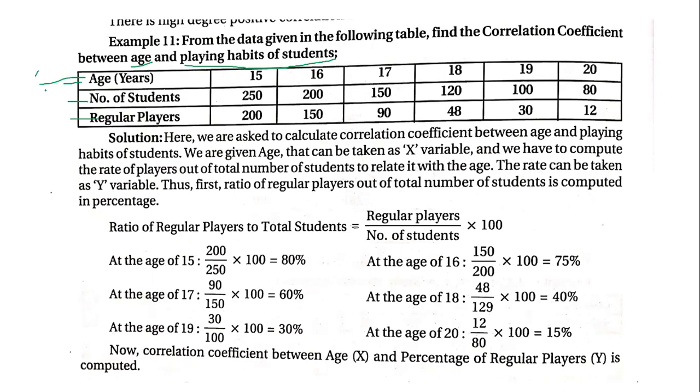Age, this is criteria number 1. So we are going to take this age as X. But if you see, number of students and regular players are given to us. But what is the other criteria? Playing habits of students. So we have to do a little calculation here so that we will be able to get the required data to solve the problem. Okay. So this is the complete question. They have asked us to find correlation coefficient between the age and the playing habits of the students. Clear? Understood the question? Did you all understand the question?